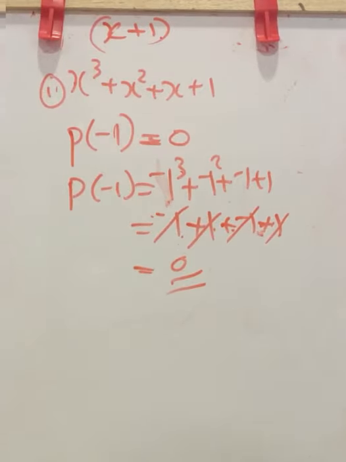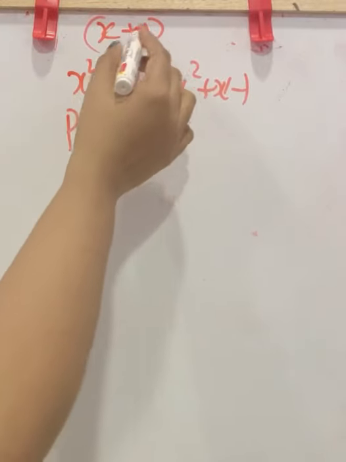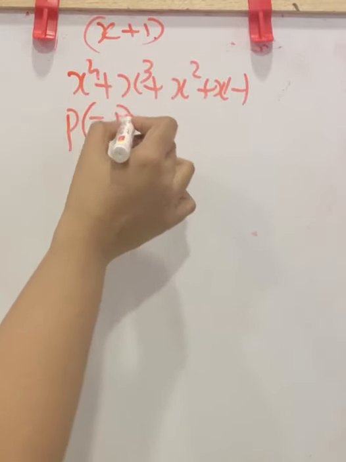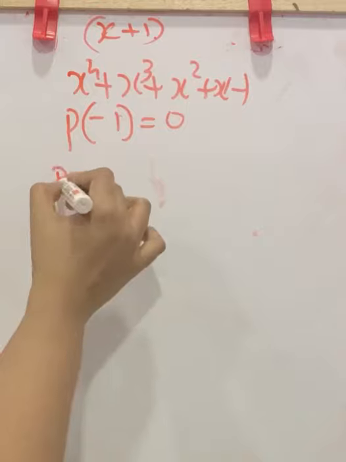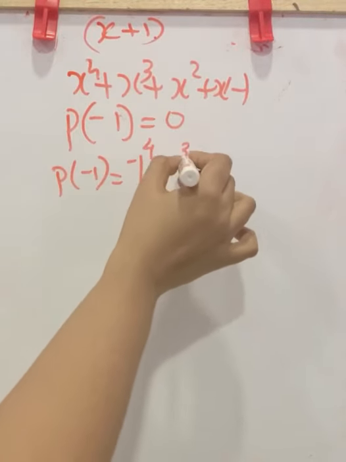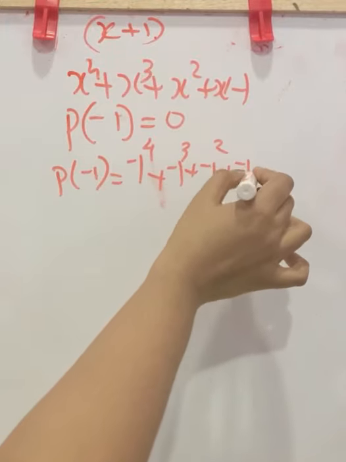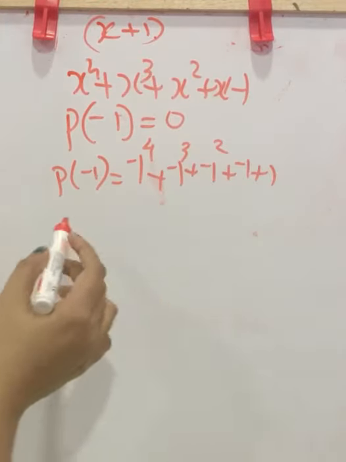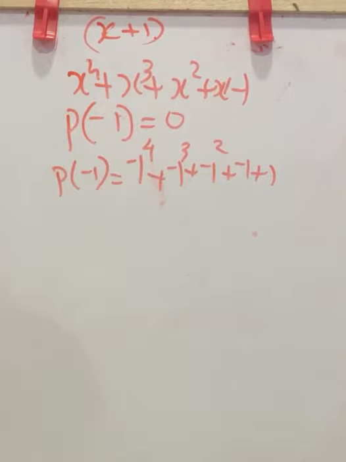Now the next polynomial. Here it is x plus 1, so you have to find whether p of negative 1 is 0. Let us check p of negative 1. This becomes negative 1 raised to 4 plus negative 1 cube plus negative 1 square plus negative 1 plus 1.